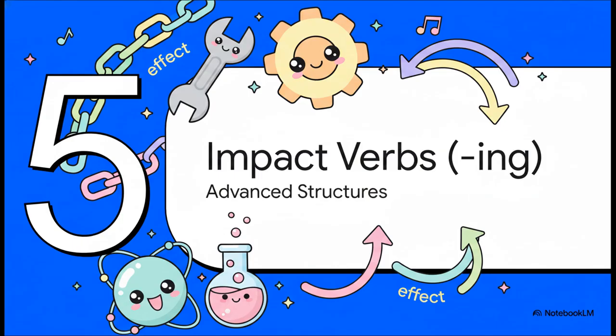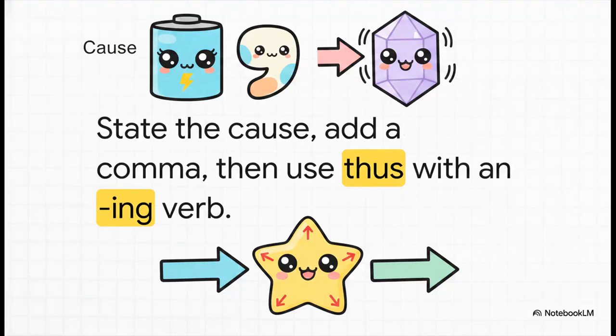Section 5, Impact verbs ending in ing. Time for some advanced structures. If you are writing in technical or scientific fields, you are going to love this. This structure is incredibly powerful for expressing a direct effect without even needing a traditional conjunction. Here's how it works. You state your cause as a full sentence, drop in a comma, and then introduce the effect using a verb ending in ing. And you'll often pair it with words like thus or thereby. So you get something like, a voltage is applied to the crystal, thus producing vibration. It implies cause and effect so smoothly, and it instantly gives your writing this highly professional academic tone.